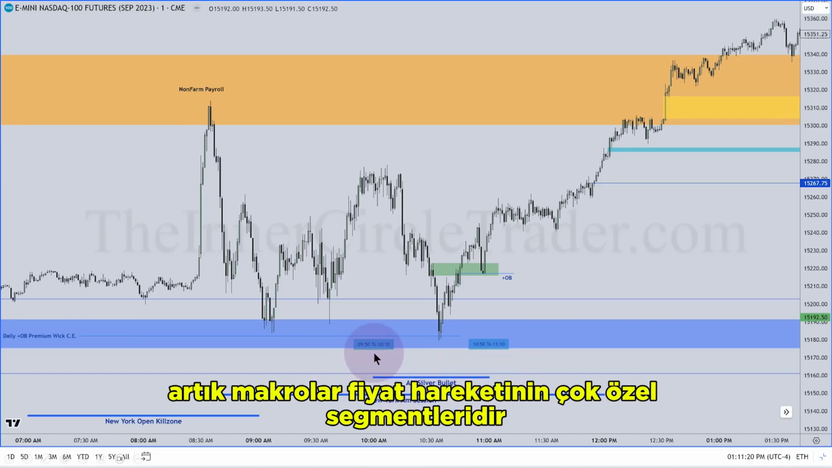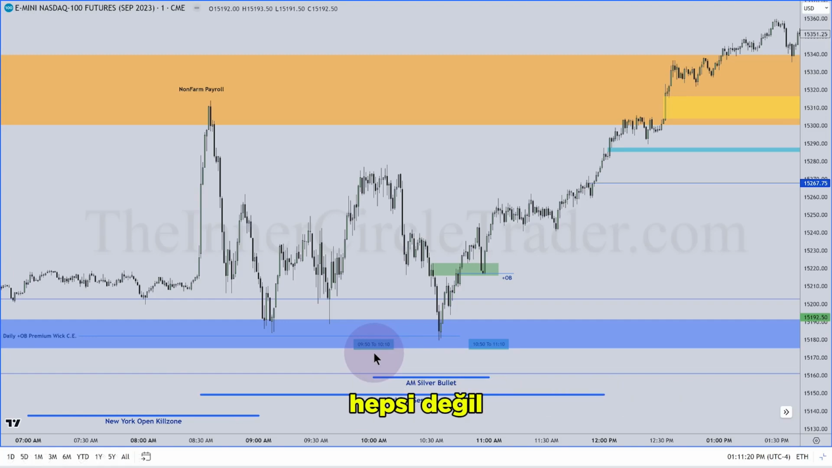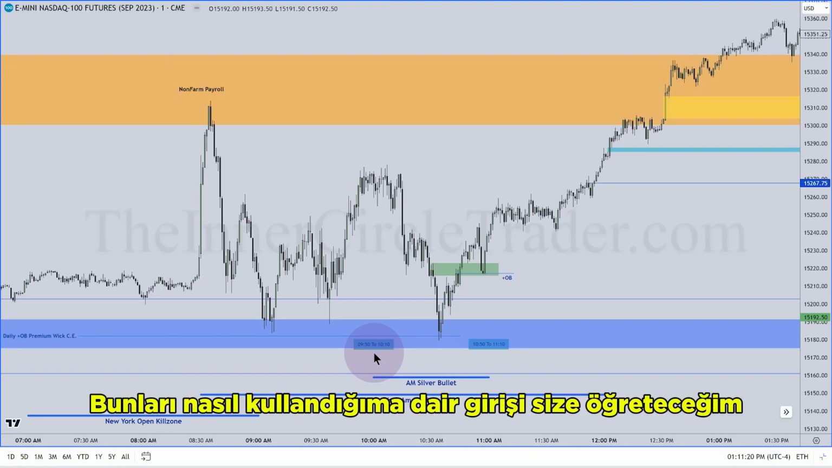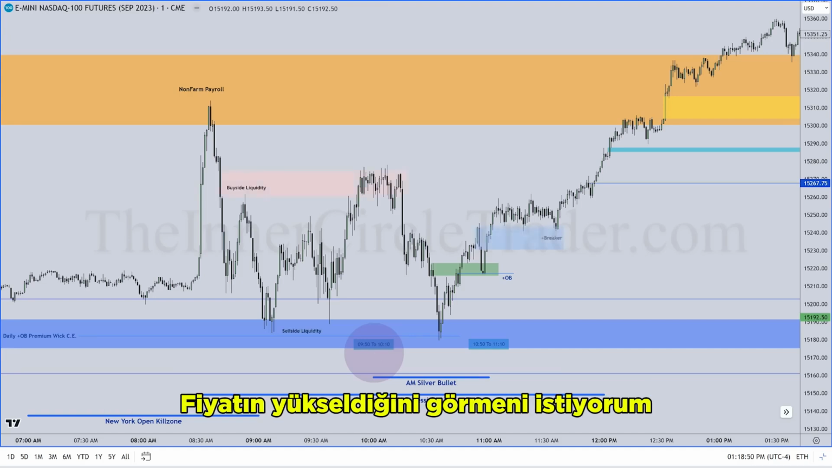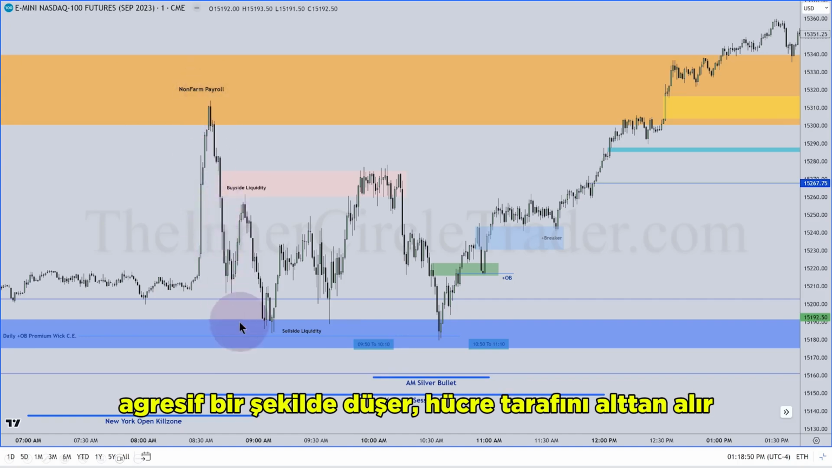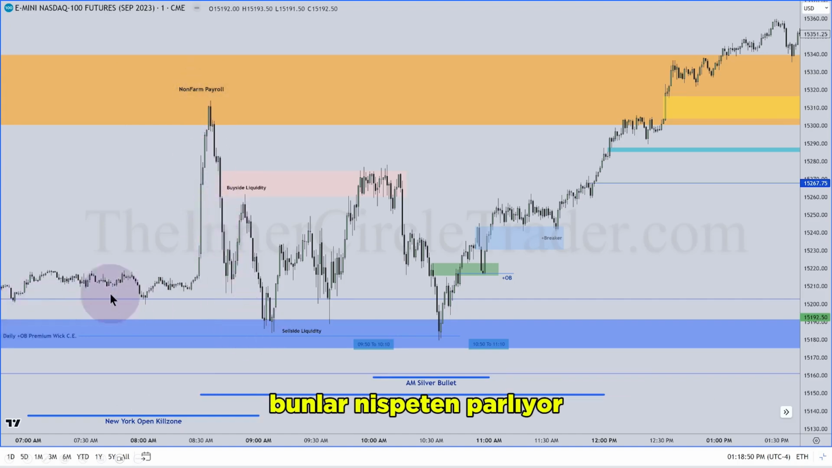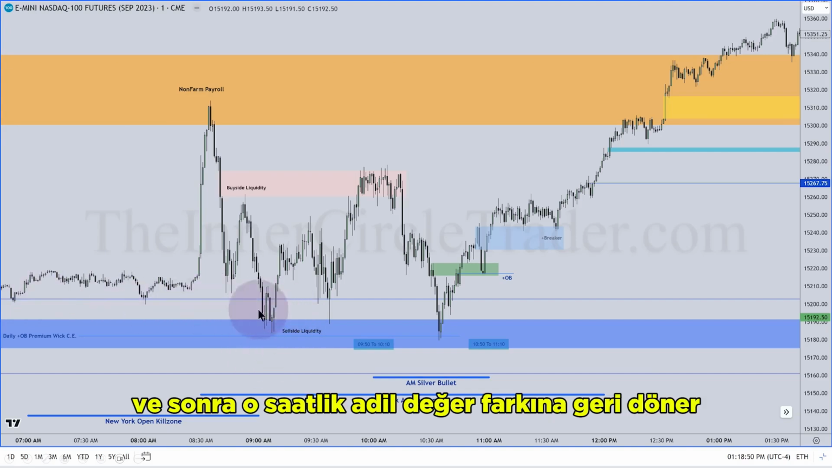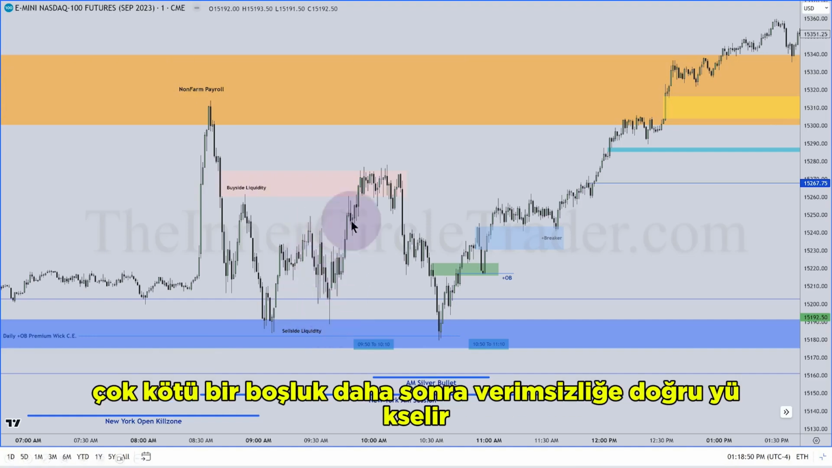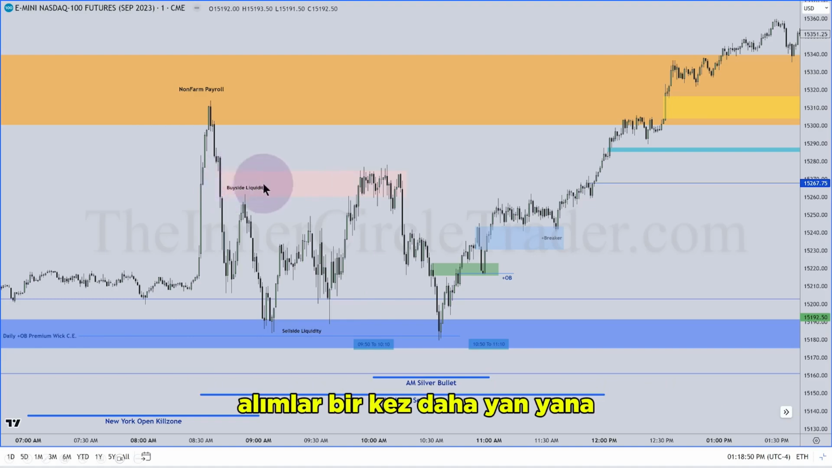Now, macros are very specific segments of price action, and they're usually 20-minute intervals. Not all of them, but most of them are 20-minute intervals. But these are specific windows of opportunity, but now I'm going to teach you the introduction to how I use them. When we look at price like this, I want you to see that there is price running up during non-farm payroll into that inefficiency. Drops aggressively, takes out sell side below these relative equal lows, and then returns into that hourly fair value gap, which is that blue shaded area right in here. It rallies again, comes back down, touches the high end of the hourly fair value gap, then it rallies up into the inefficiency and takes buy side once more.